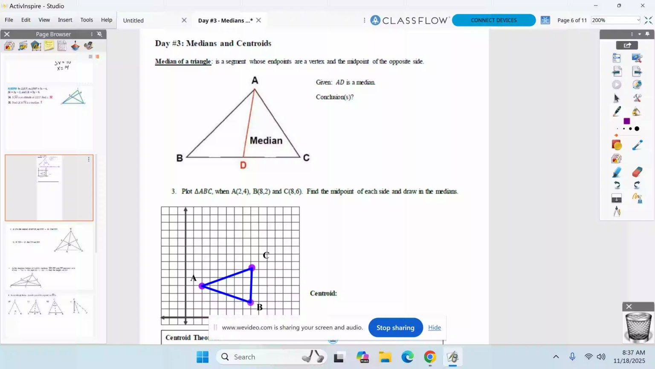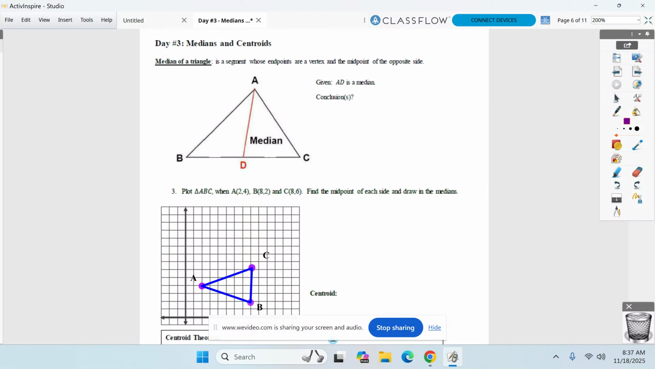Here we go. First one, a median. As you read the definition, that's great. I like to remember a median with a little saying, so write it next to the definition. Here's the saying: medians go to midpoints. Okay, medians go to midpoints. That's the saying I like to always have with that vocab term, median.